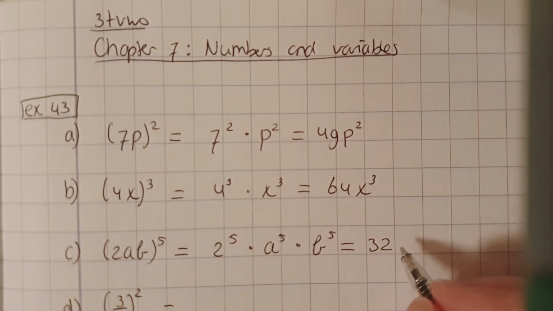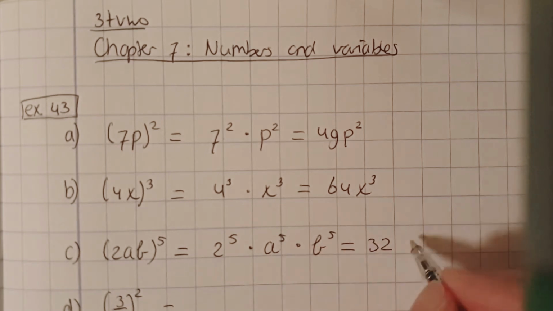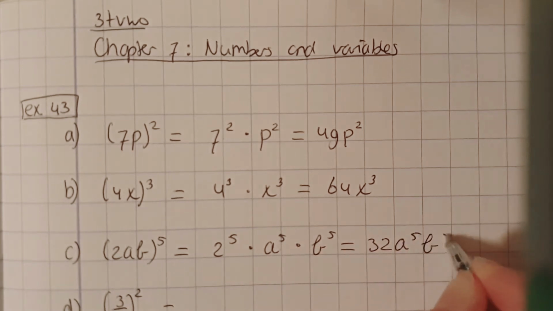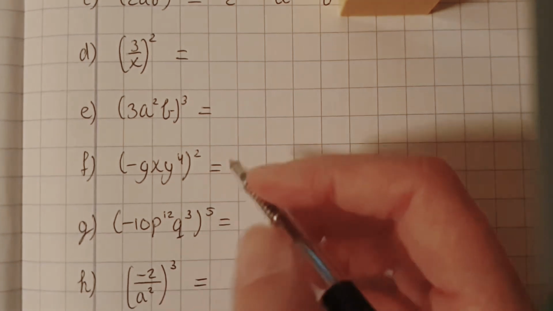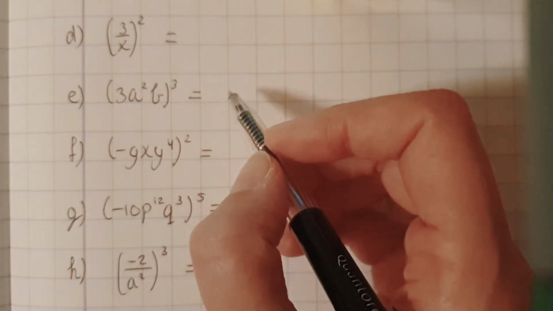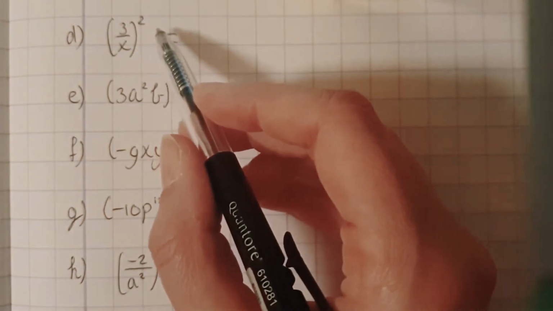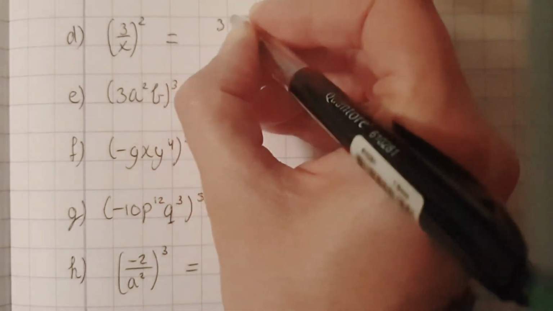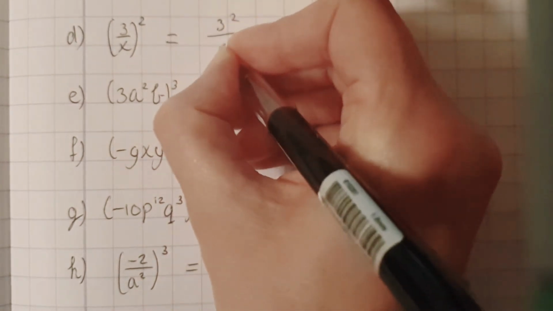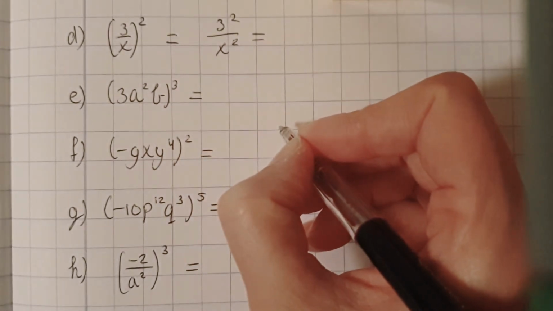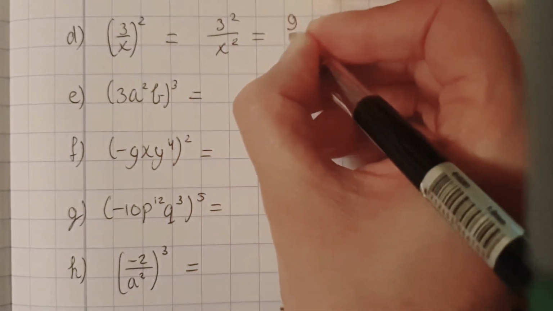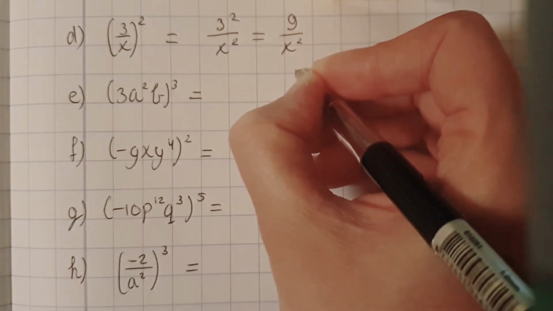Unfortunately, you can't use your calculator here because in this chapter you're not allowed to use a calculator. All right, and then a by the power of 5 and b by the power of 5. Okay, next. So this one, 3 divided by x by the power of 2. You have to do 3 by the power of 2 divided by x by the power of 2. 3 by the power of 2 is 3 times 3, which is 9. And this is x squared.